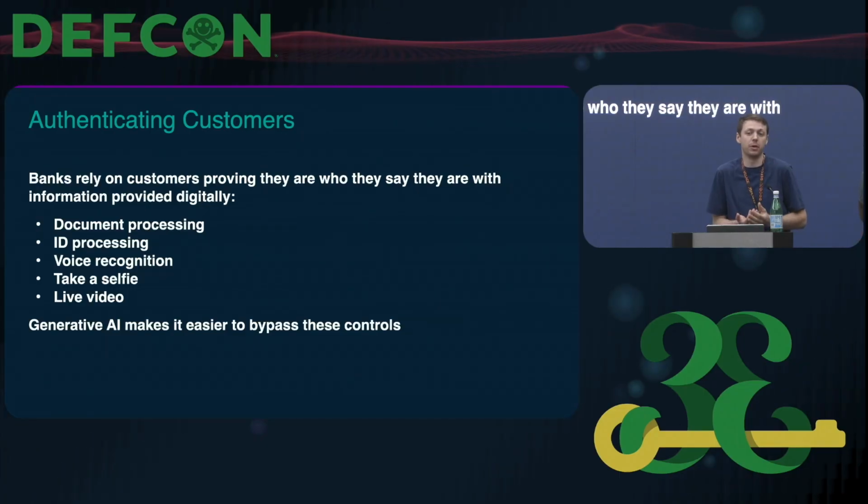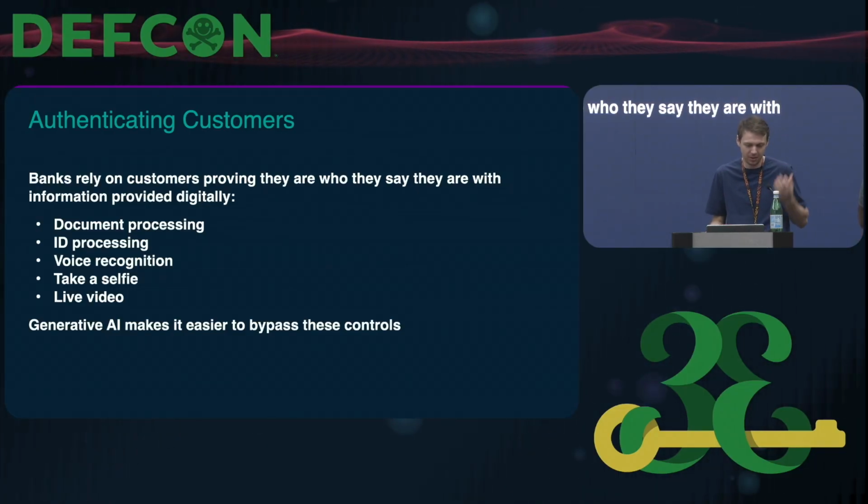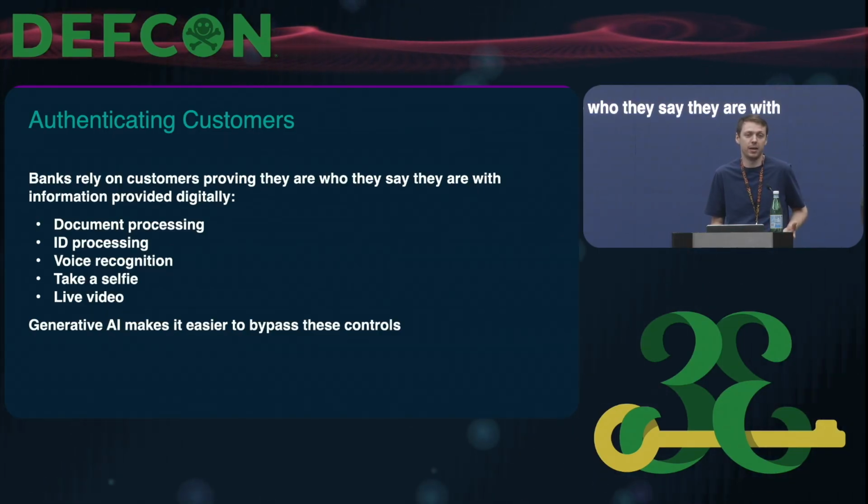And when people don't want to go into a branch anymore, all of that has to be done by information you provide remotely. That's documents, photo IDs, and now selfies and liveness checks. And like we said just before, generative AI is making all of these approaches vulnerable.